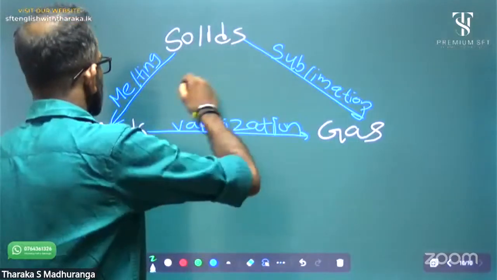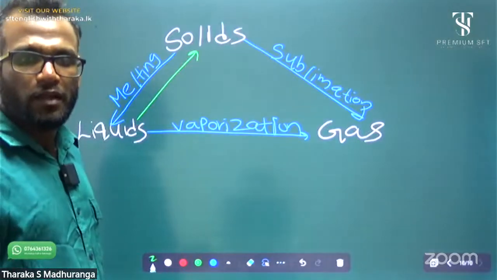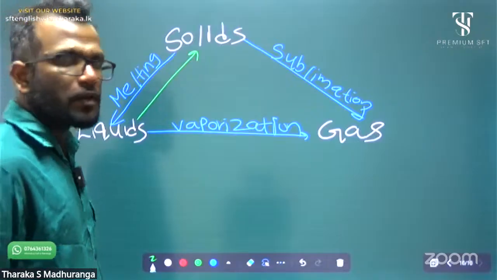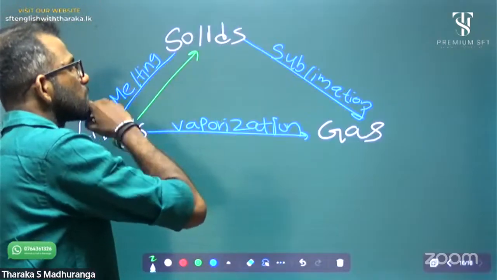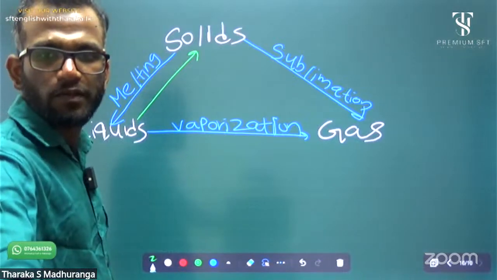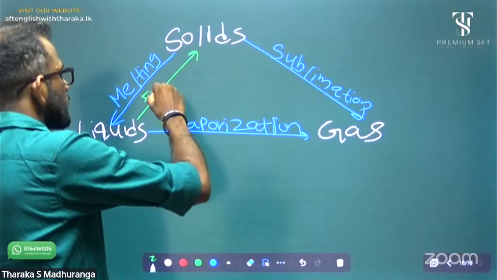Opposite sides. Liquid converts into solids. Freezing, yes. Ice freezing.